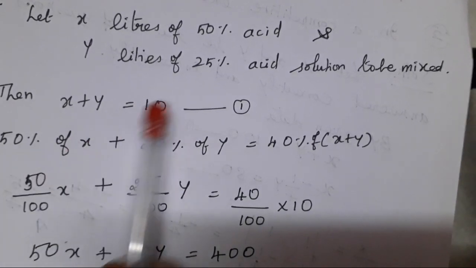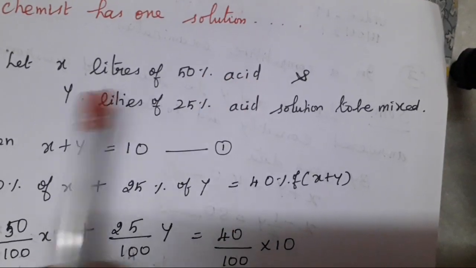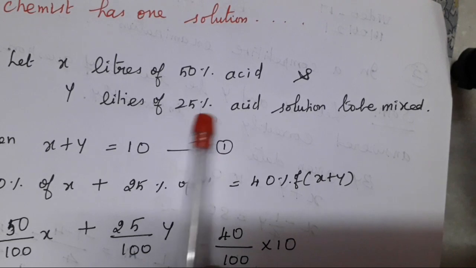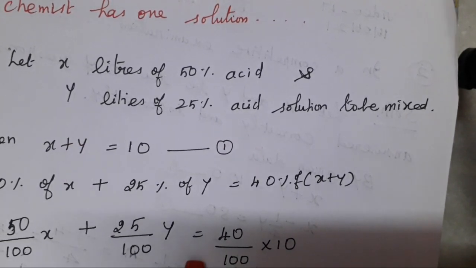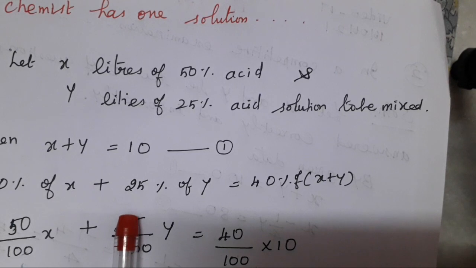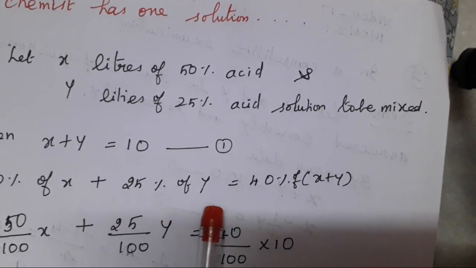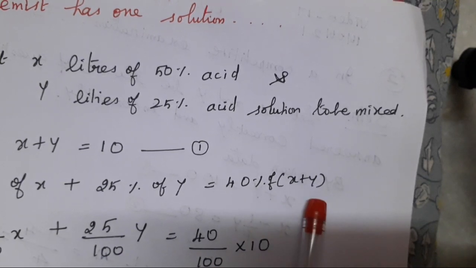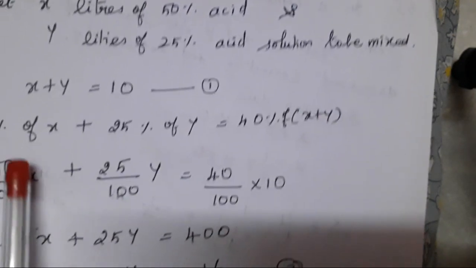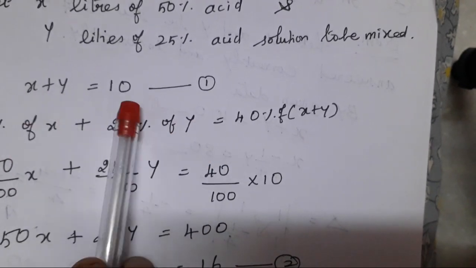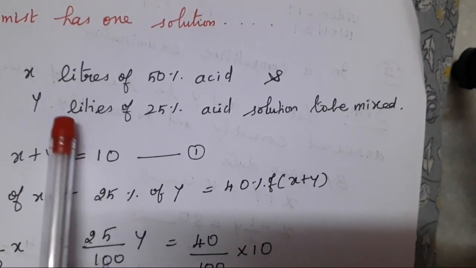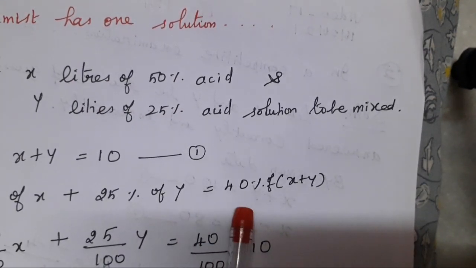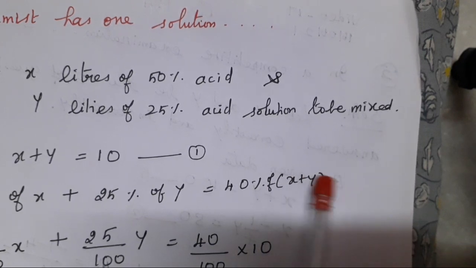What is next? 50% acid is X. Therefore 50% of X plus 25% of Y equal to 40% of X plus Y, the total acid. So this is the second equation. The first equation is easily found. See the second one only. 50% of X plus 25% of Y equal to 40% of the total acid. Total acid is X plus Y.